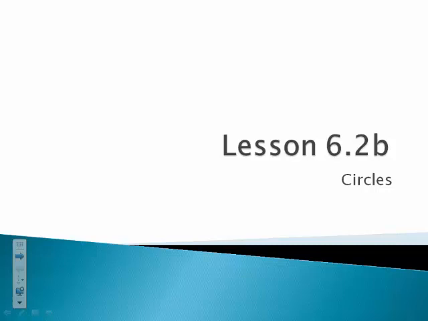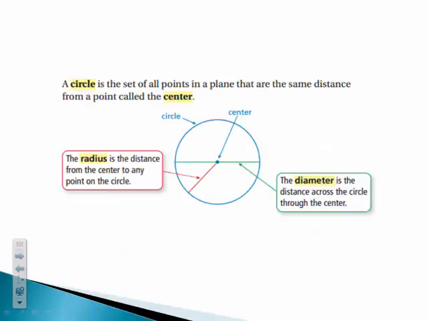Hey guys, this is lesson 6.2b, all about circles. So before we move on to 6.3, when we find the surface area of a cylinder, we have to review circles. So the first thing, all of this should be a review from last year.